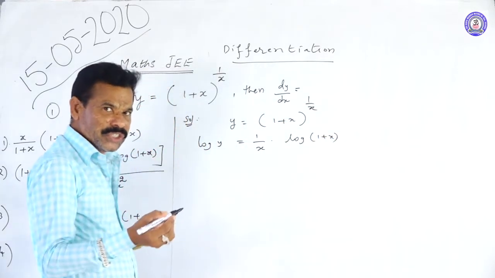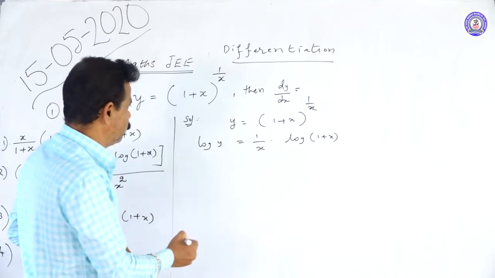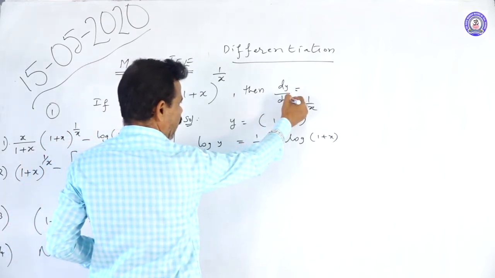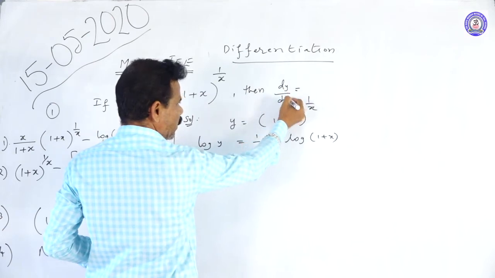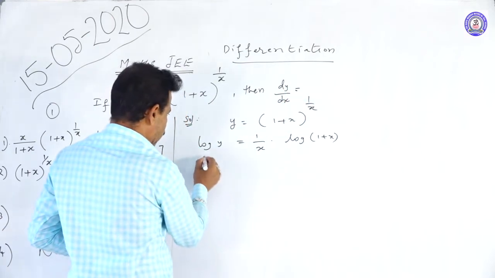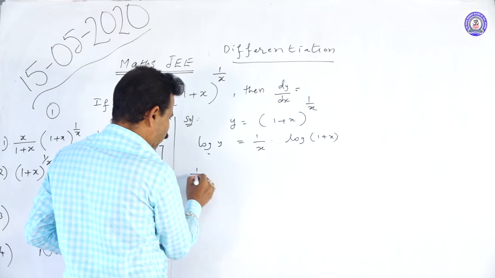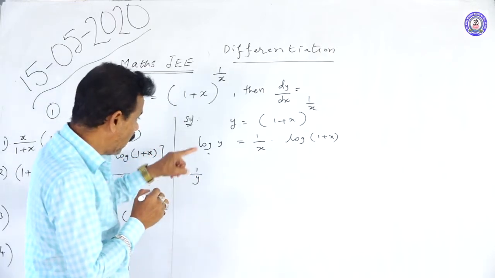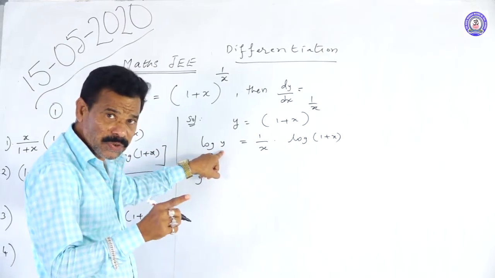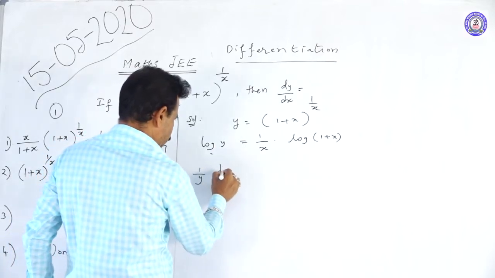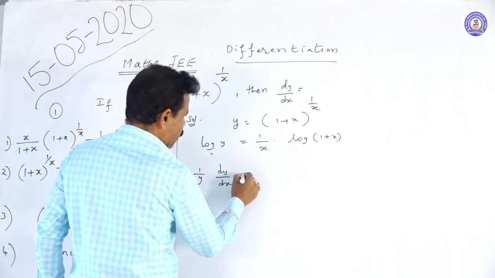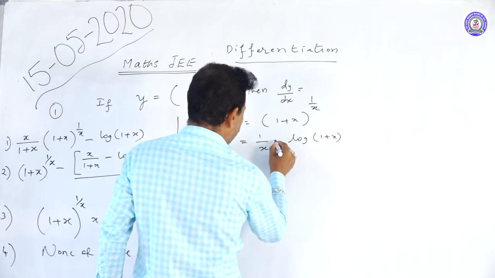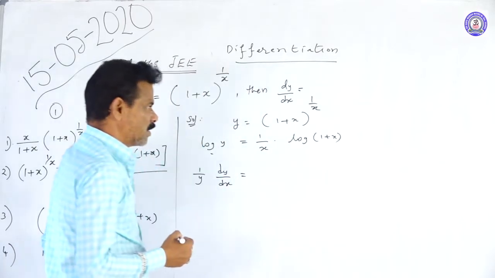Now we differentiate with respect to x only. Here dy by dx, differentiation of y with respect to x. Then log y differentiation is 1 by y. Again y differentiation with respect to x is dy by dx. So 1 by y dy by dx is equal to the derivative of 1 by x log of 1 plus x.